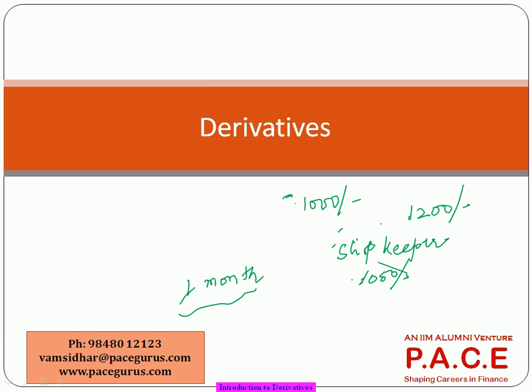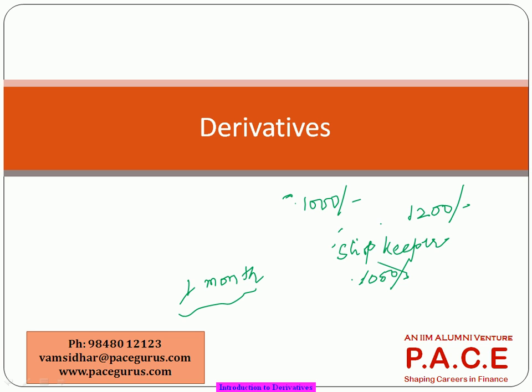It could be equity, it could be a bond, it could be a real estate, it could be anything else. The buying and selling will happen in future, but the deal is going to happen today. The agreement is going to happen today. That's the reason the derivatives are called as either contracts or agreement.